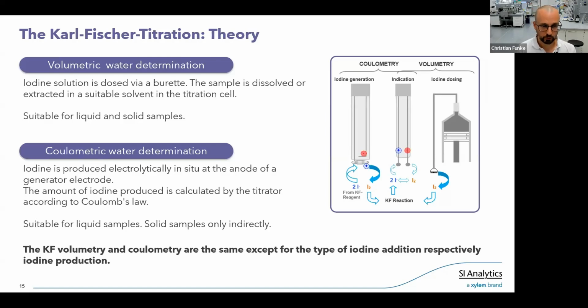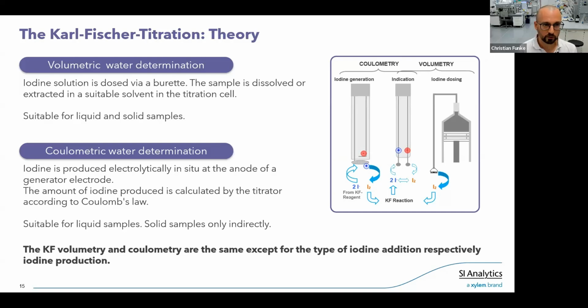And then we have the coulometric water determination. In this case, the iodine is not dosed to the titration cell, but it is produced electrically by use of a generator electrode, and the amount of iodine can then be calculated afterwards by Coulomb's law very precisely. And this kind of titration is then only suitable mainly for liquid samples and solid samples only indirectly.